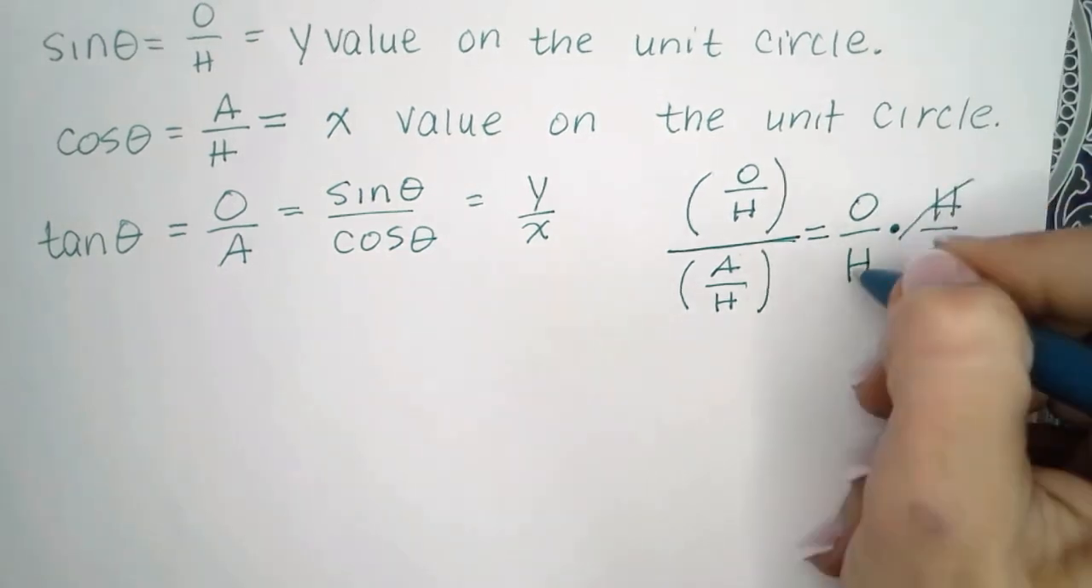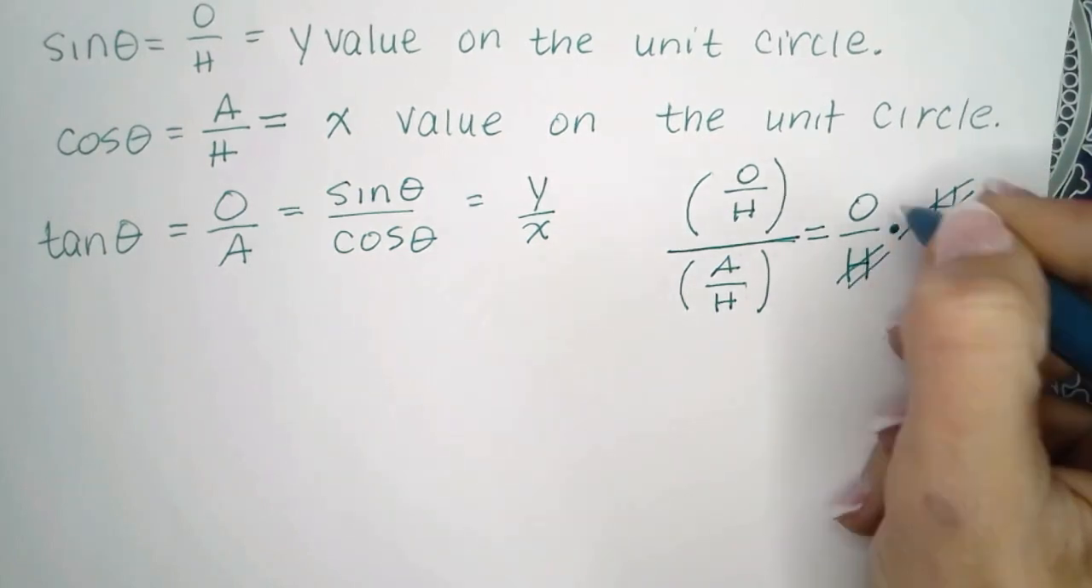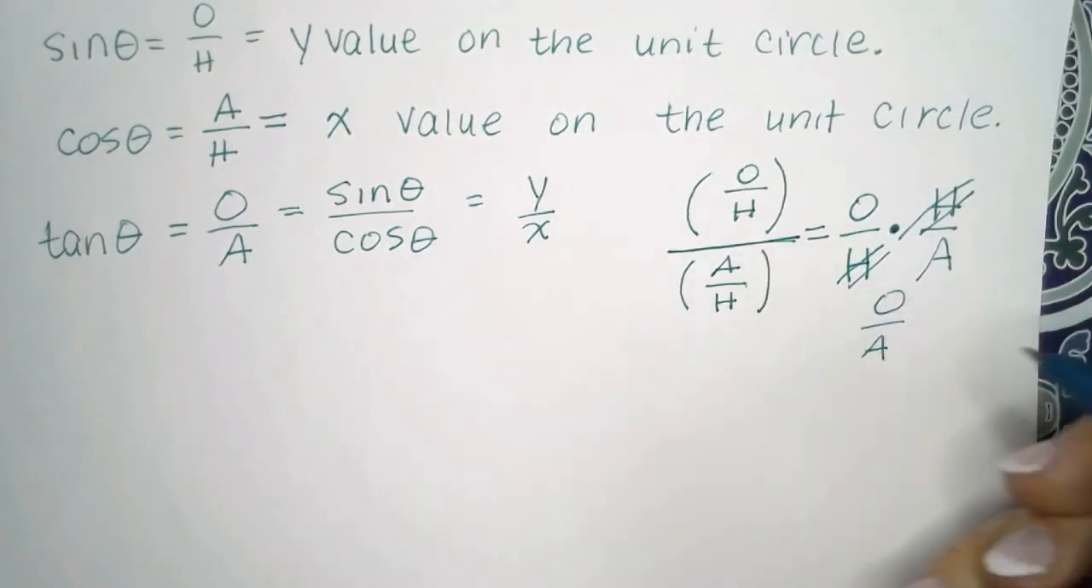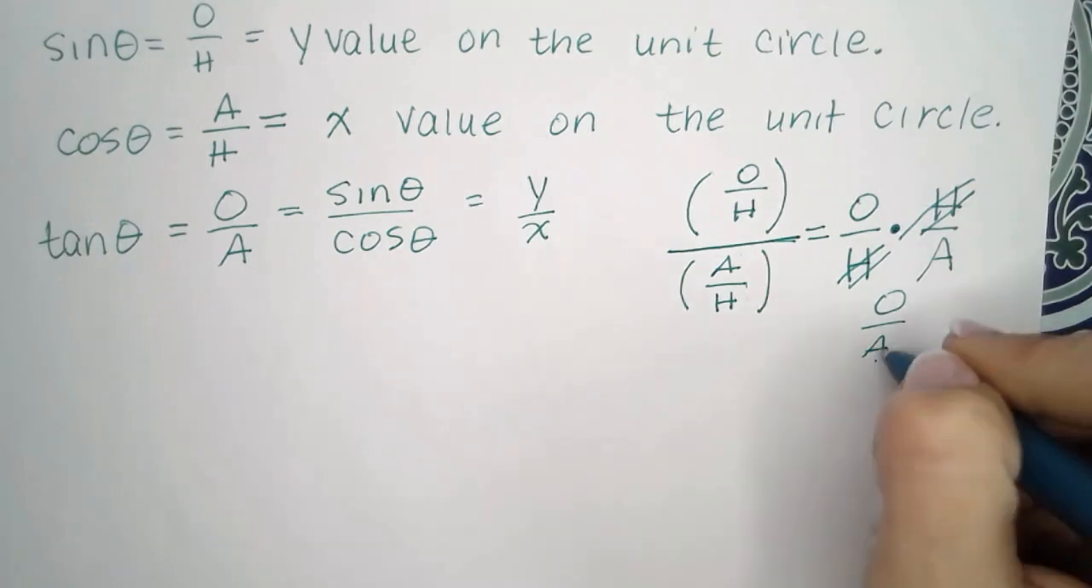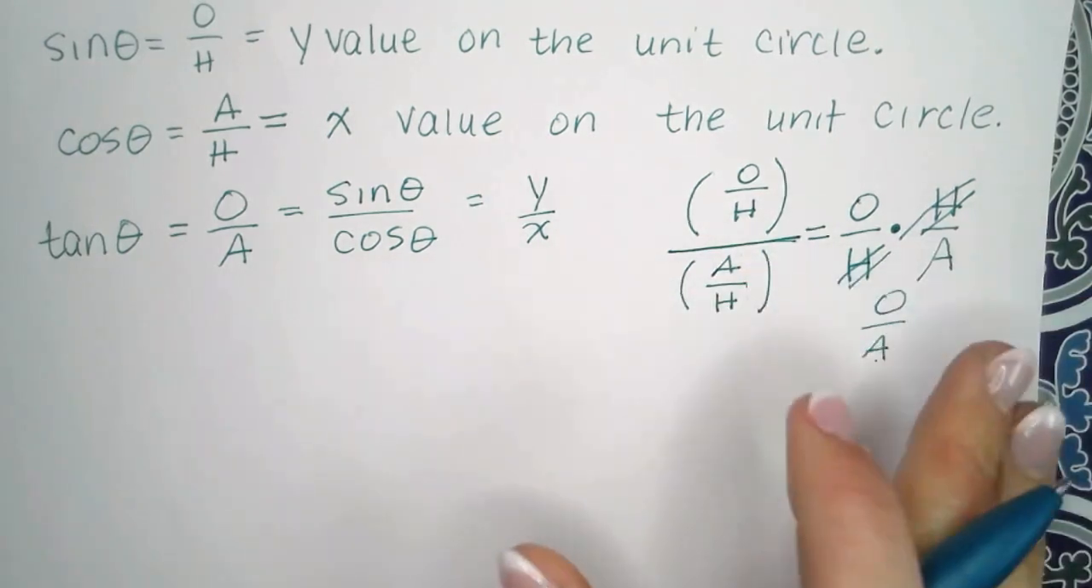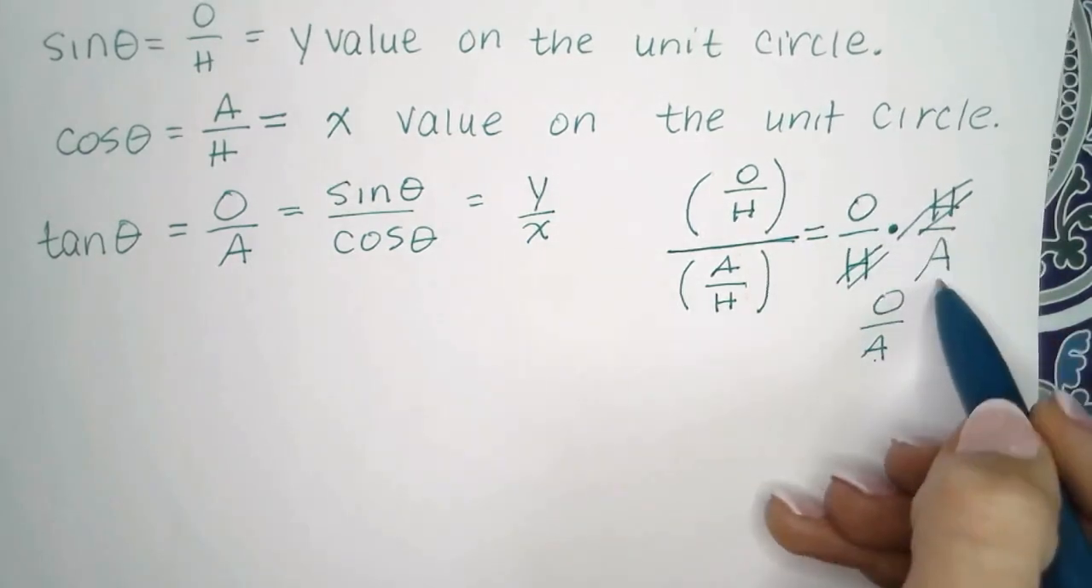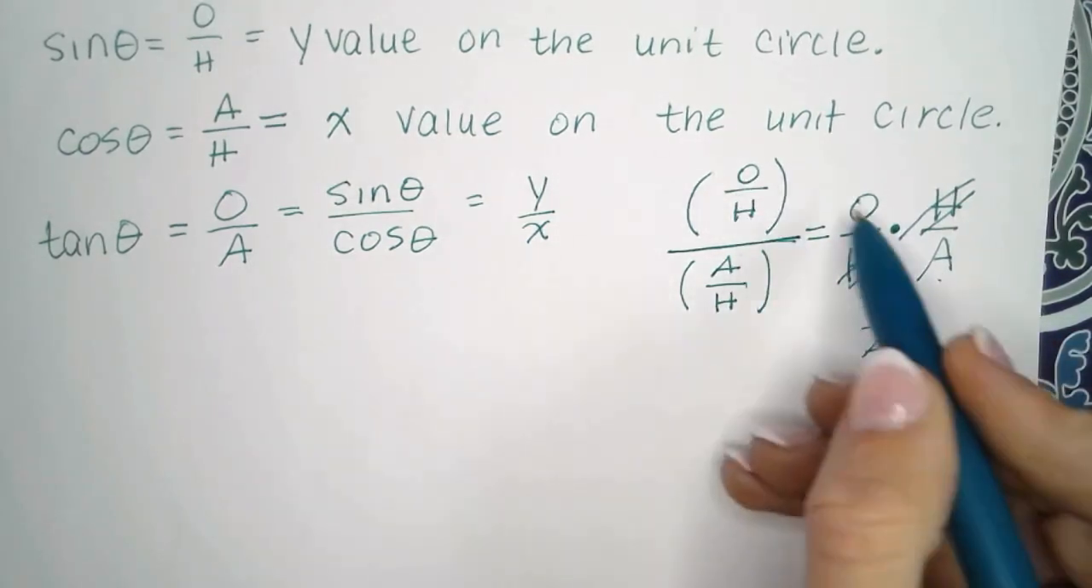Hypotenuse crosses out, and you're just left with O over A, which is TOA, opposite over adjacent, okay? Opposite over adjacent, done right there. So it does prove that it works. Multiply by the reciprocal is the exact same thing. So either way is fine.